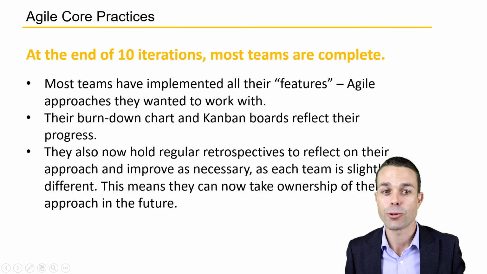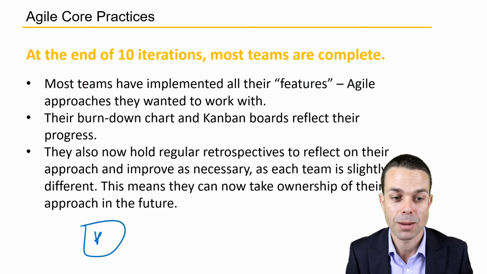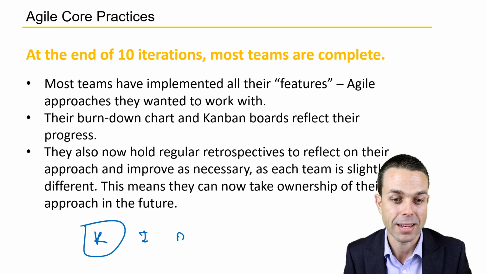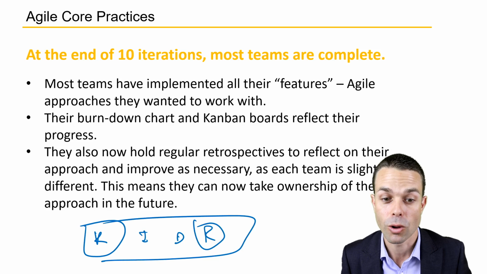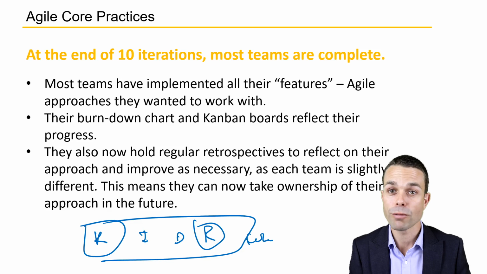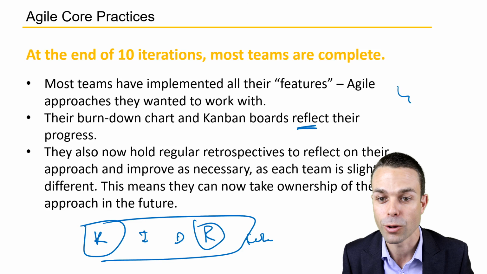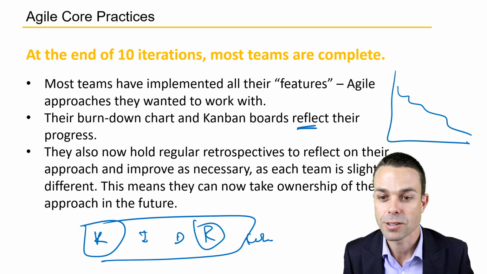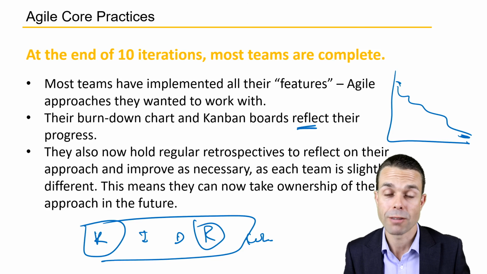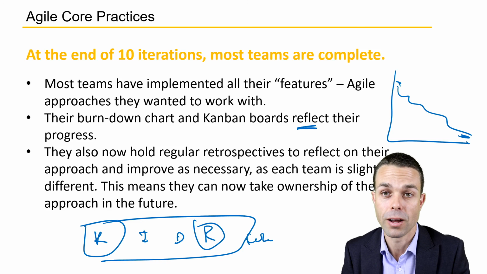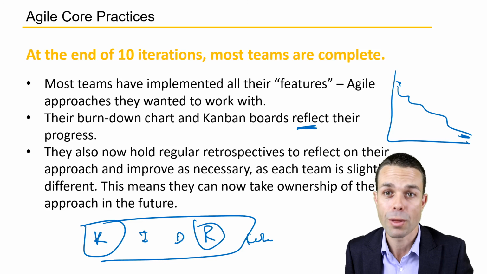Now at the end of 10 iterations, we've delivered those 10 Agile features, starting with Kanban, going through iterations, daily stand-ups, retrospectives, and all of the other practices that we wanted to, the whole team approach, for example. All of their burn down charts and Kanban boards reflect their progress. So we've seen it go from 10 features down to 0 nice and easily. And now these teams also have taken it on to their own moving forward, which is the whole point of incrementally improving over time with our retrospective.